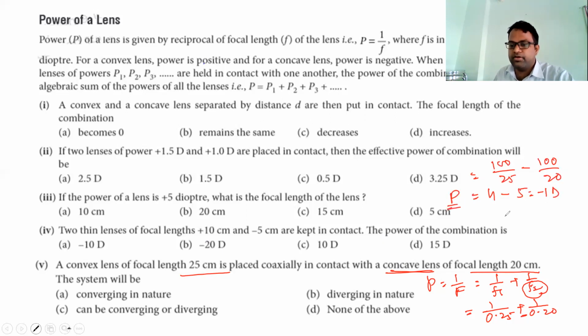Now the power, you are getting a negative number. Focal length also you will get negative. So focal length negative means it is a concave kind of lens, and a concave lens is always diverging. So the combination will be a concave one. If a concave and convex lens of this much focal length are combined together, kept in contact with each other, then the result will also be a concave kind. So that's why it will be diverging in nature. So option B will be the correct answer. It will be diverging in nature, right?